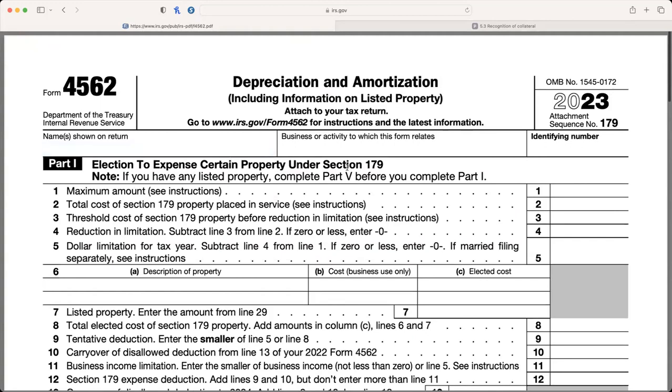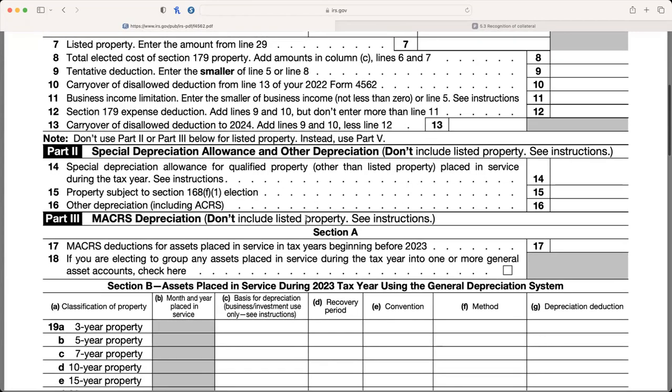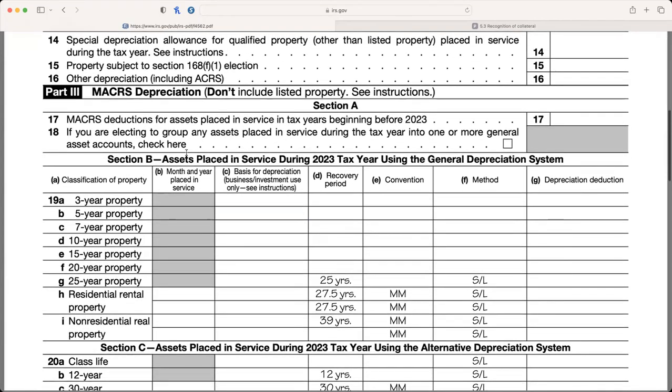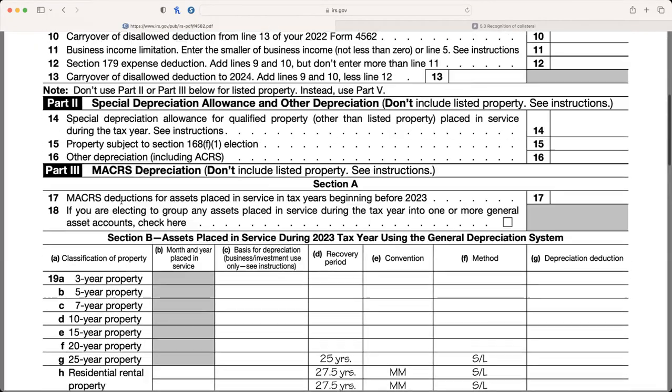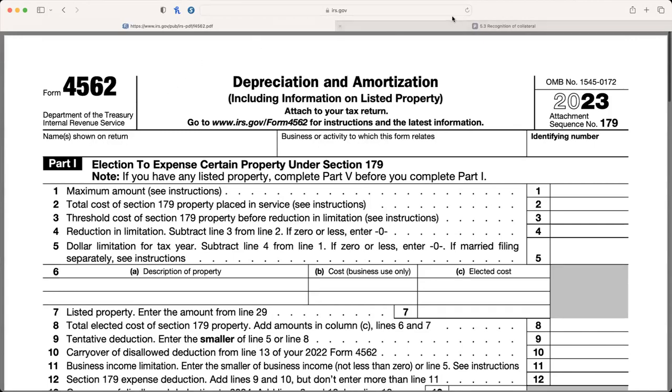So certain property under section 179, maximum amount, total cost of section 179 property placed in service, threshold costs before reduction and limitation. So this is what they do. Every time we send in a payment, they're depreciating it by that payment amount.